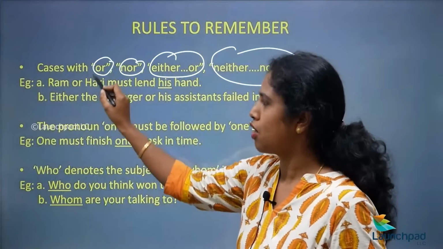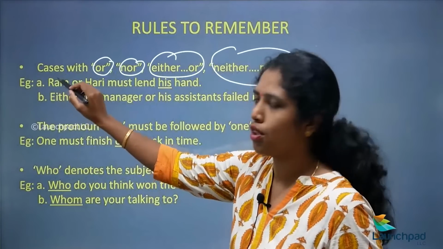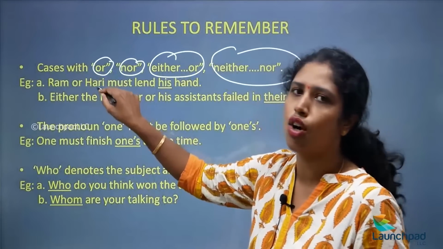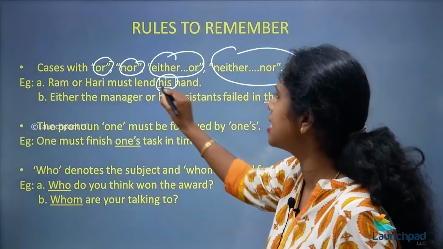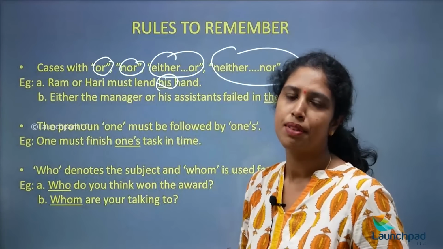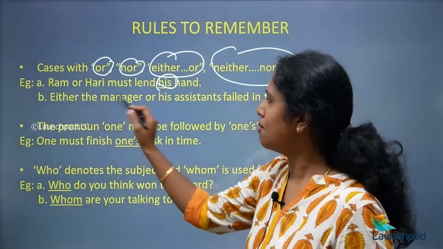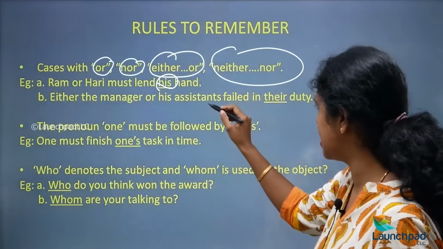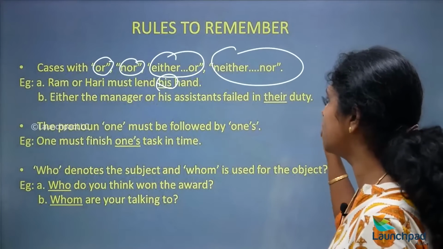Why? Before "or" it's a singular noun and after "or" also it's a singular noun. Hence it is "his," which is a singular verb. Either the manager or his assistants failed in their duty.